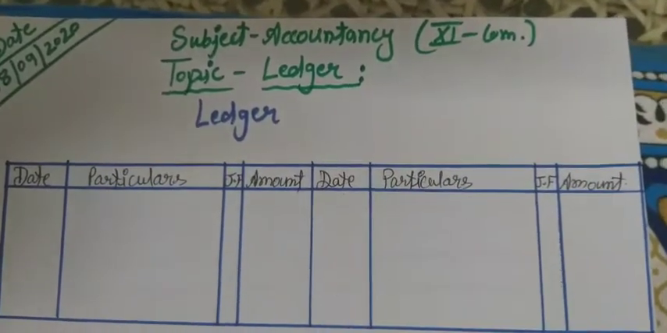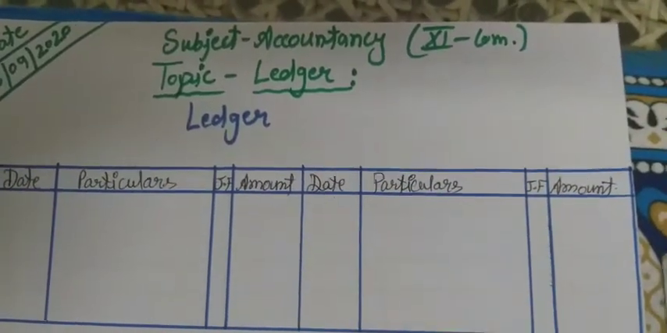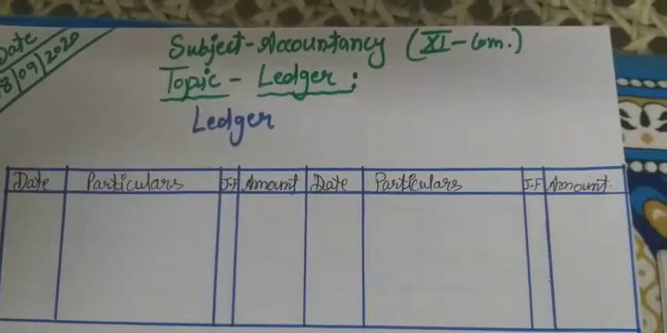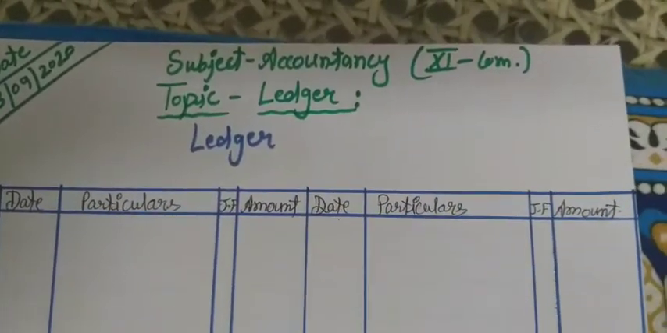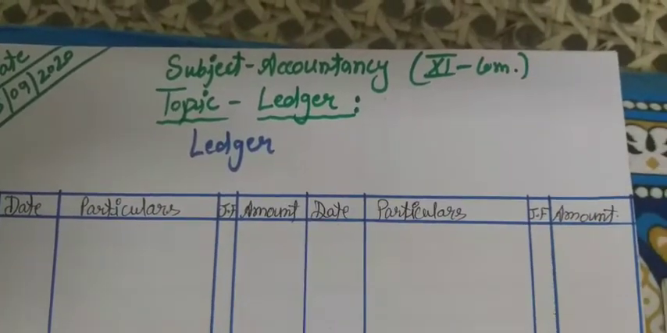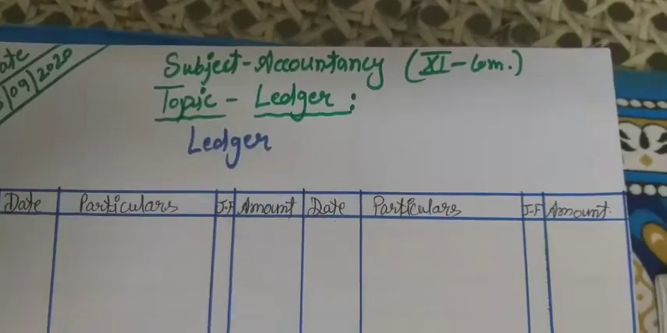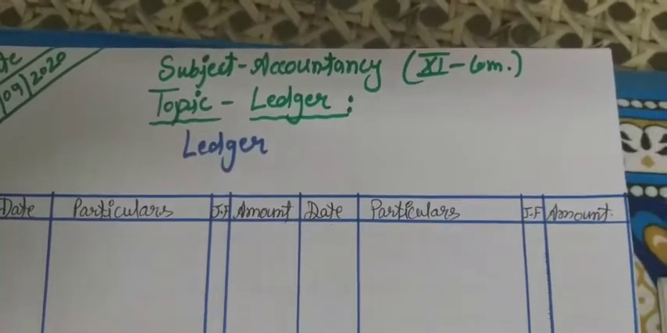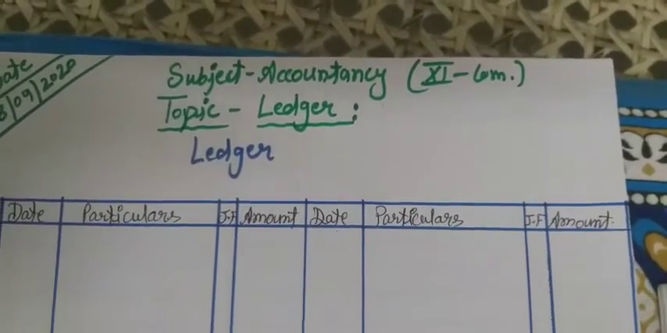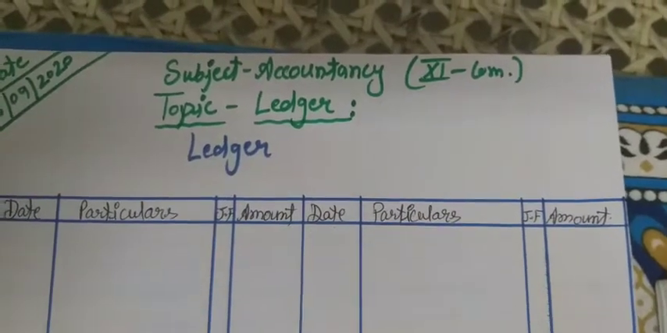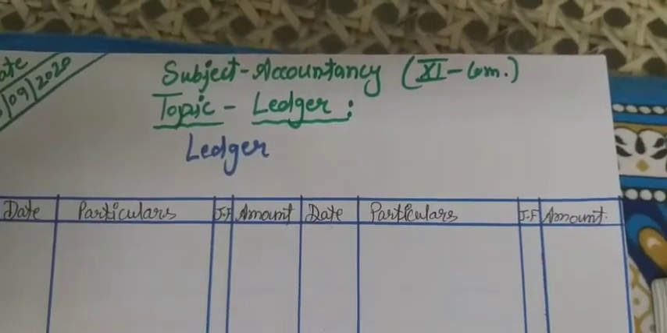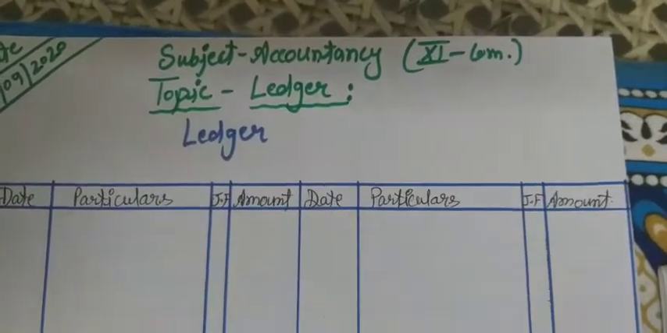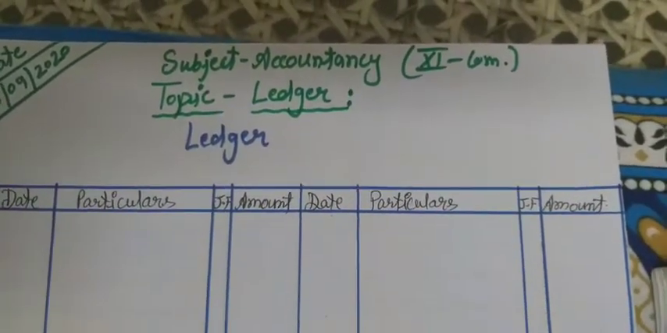Students, we are on the topic ledger. Till now, we learned the format of ledger and the transactions which are recorded in the books of the business. From those transactions, first we have to record the journal entry, and then from the journal entry, we prepare the ledger, students.